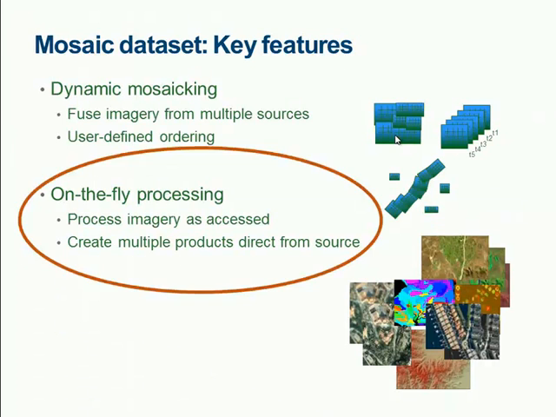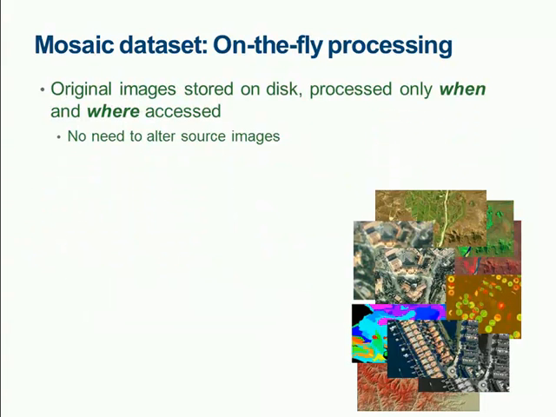We've talked about dynamic mosaicing, but now let's talk about on-the-fly processing, because this is a very important and exciting feature of the mosaic data set. The important thing to note here is that images can be left in their original format on disk and then quickly processed when requested, so only at the time of need and the area of interest is the imagery processed.